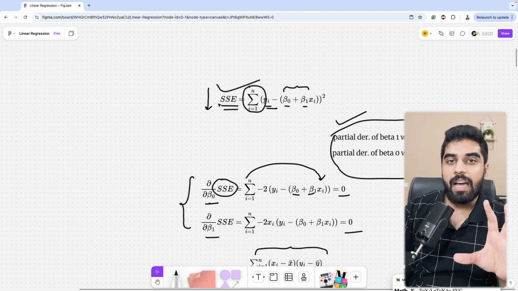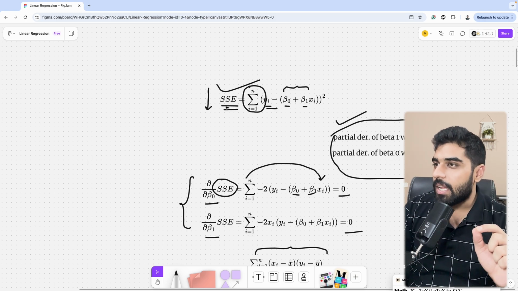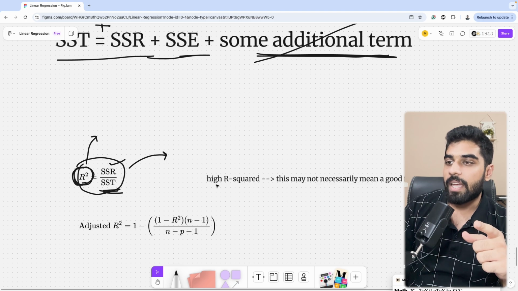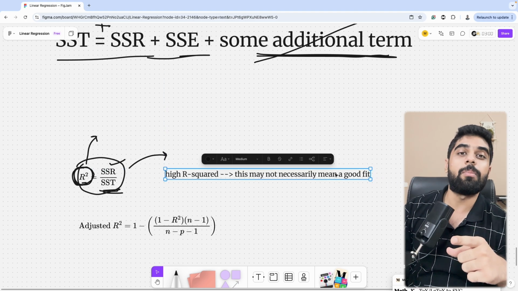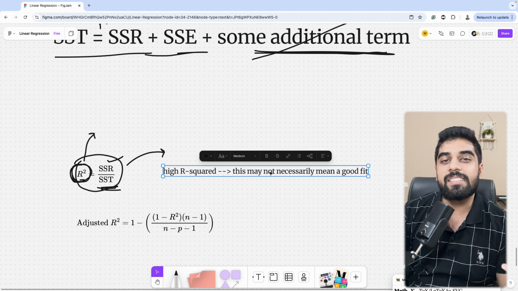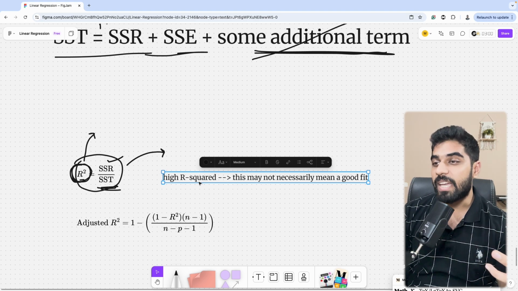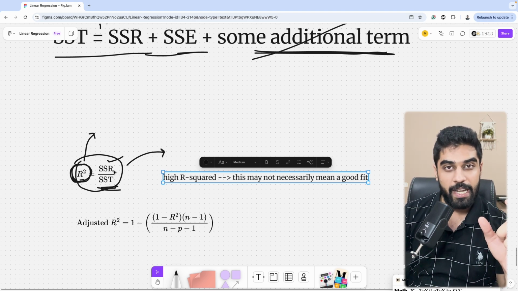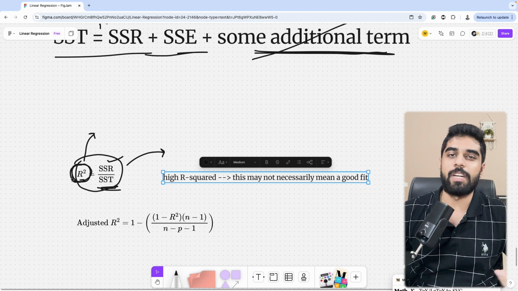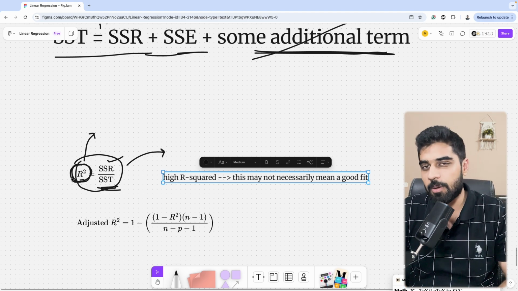And that's the key idea that I want you to take, that SSE will go down if you introduce another beta. And that's the reason why high R squared may not necessarily mean that it is a good fit. Because you may have too many unnecessary variables, unnecessary parameters, unnecessary betas, which are making sure that your regression is fitting well and is actually giving you a higher R square, but it does not mean that you have a good fit. It just means you have an overfitted curve. I hope that makes sense. Take a moment to absorb that.